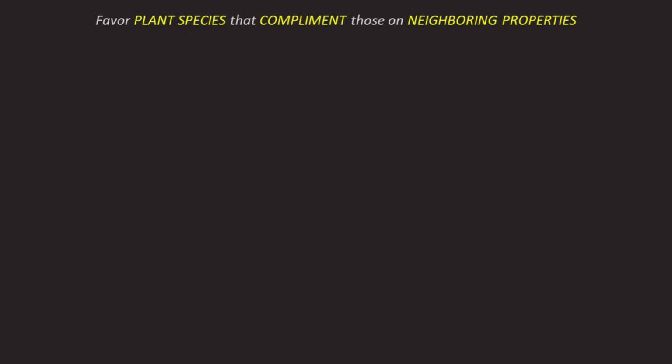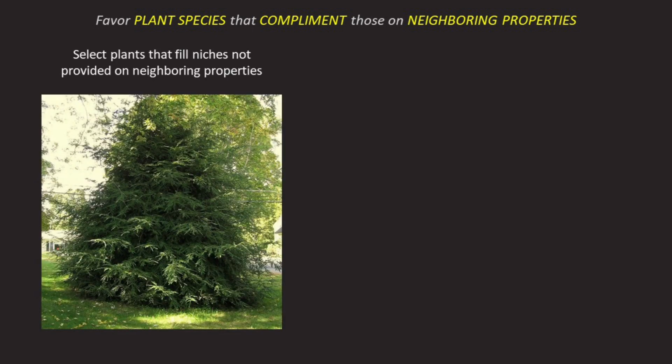When making decisions about which plants to remove or which to add to your property, pay particular attention to maintain or establish plant species that are uncommon in other areas of your neighborhood. Again, you want the habitat features on your land to complement those on neighboring properties. If you are adding plants, choose species that will fill niches not provided on neighboring properties. For example, if there are no dense conifers on your neighbor's property, adding a conifer or two can provide valuable unique cover and give wildlife a reason to visit your yard.